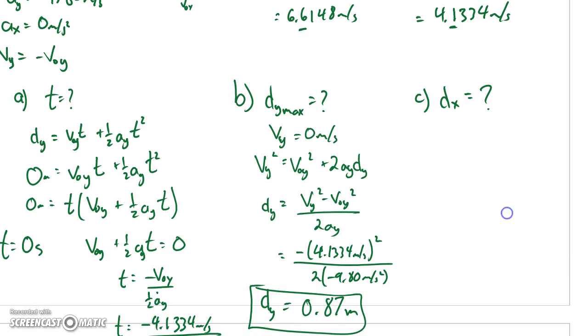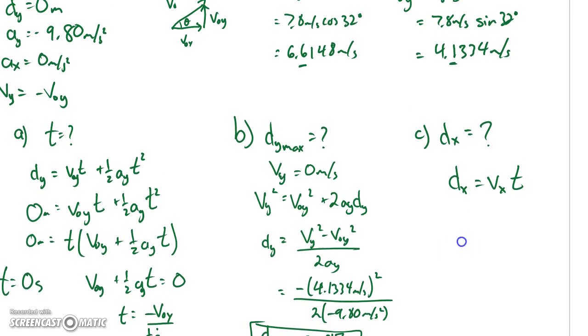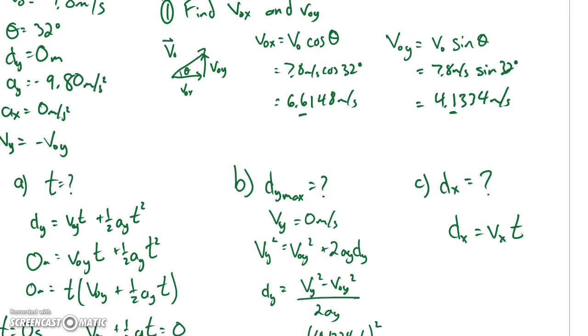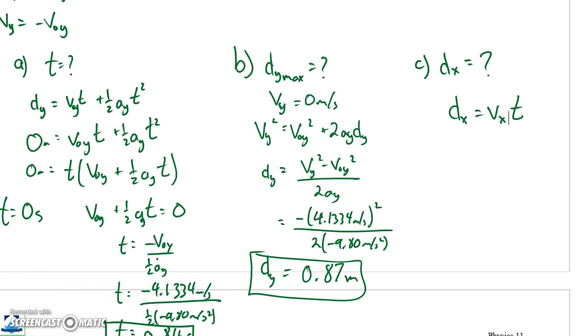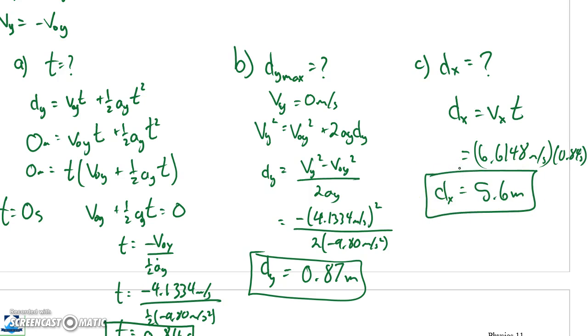Anytime you're in the x direction, we only have one equation, so we don't even have to think about what our equation is, and it will always be this. Let's make sure we have vx. Well, we have v naught x, but remember it is constant the entire time, so that is our number there, 6.6148 meters per second. We have the time, we figured that in A, so let's just plug it in and get an answer. So 6.6148 meters a second times 0.84 seconds, and that gives us 5.6 meters for dx. And that's the answer.